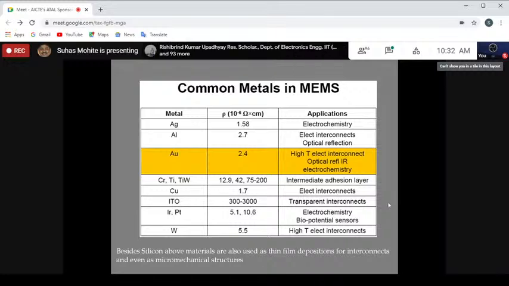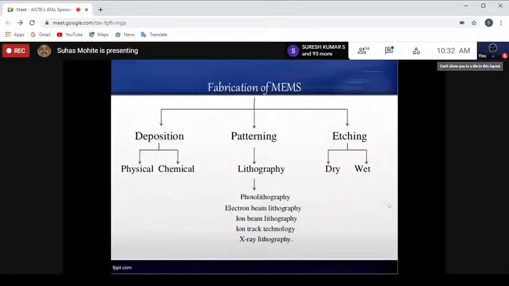Besides silicon, the above materials are also used in thin film deposition. These are called thin film depositions because these are depositions of a few micron thickness that are used in IC fabrication technology for interconnects, and even for micromechanical structures can be thought about using these.